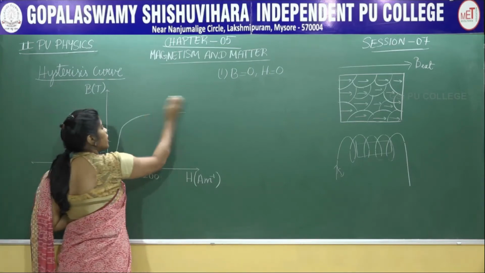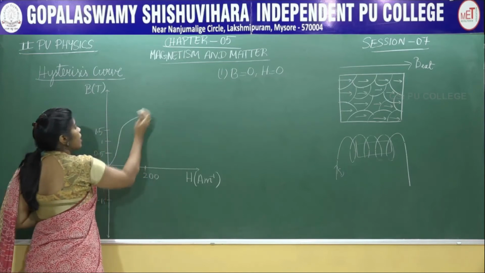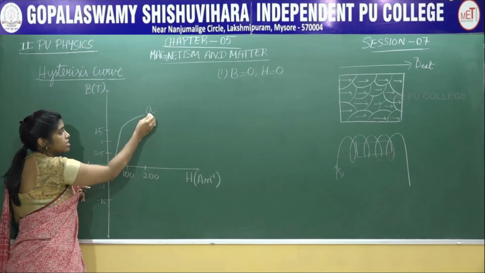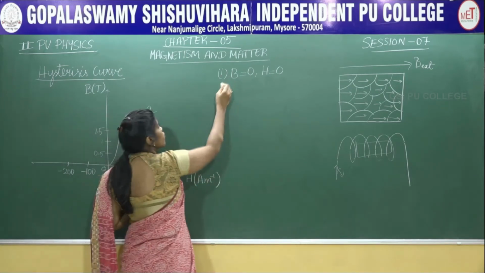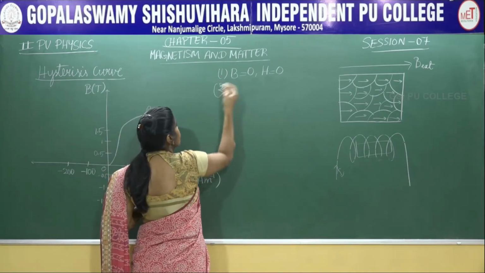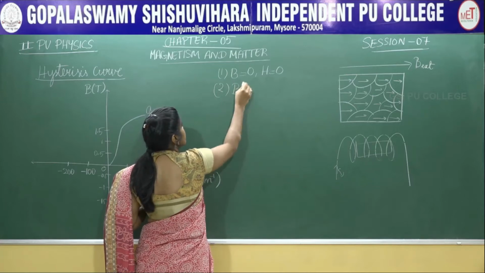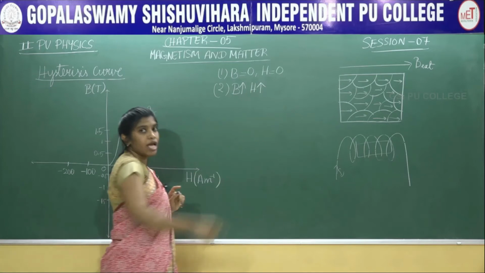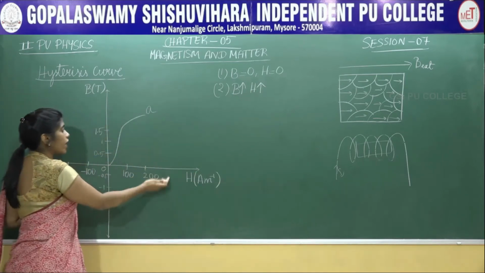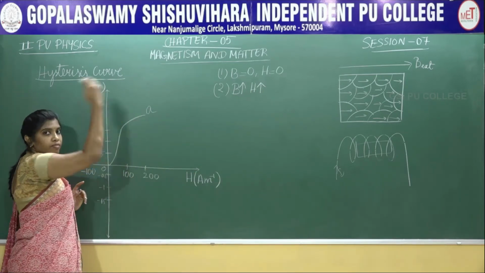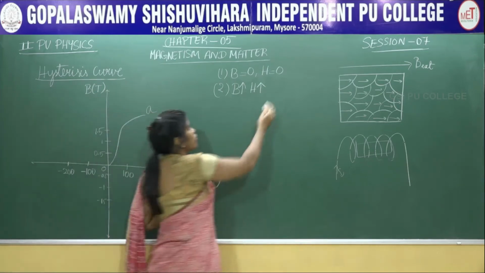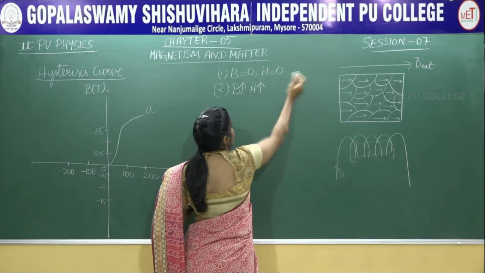So let us stop increasing H here, and I consider this point as A. This is O, this is A. In the second step, we increase B and H. Both are increasing, but for a particular value of H, B becomes maximum and saturates. Therefore, this curve is OA.